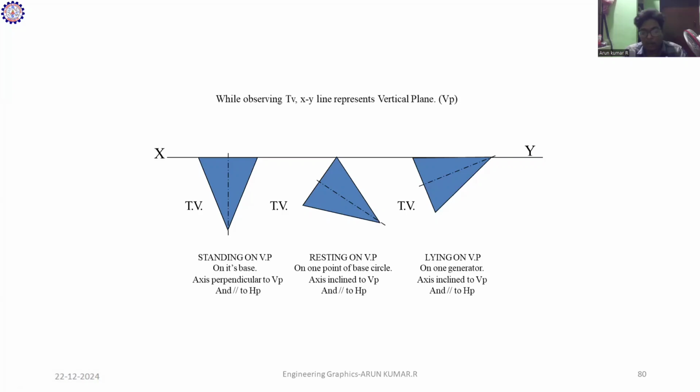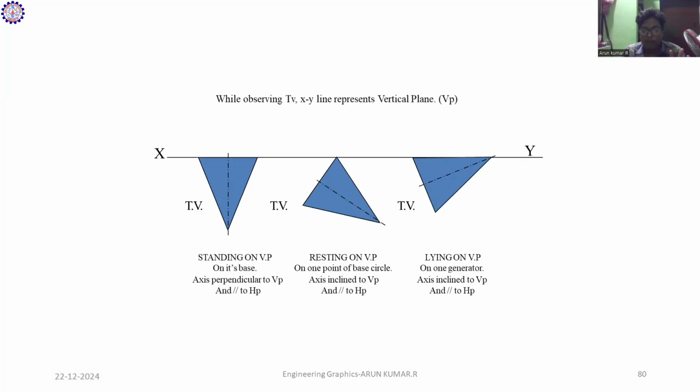We move to the second one, the axis perpendicular to VP and parallel to HP. This is very useful for the numerical problems. Next is resting on VP. Any one of the corners or any one of the base edges will be lying on or touching the XY line in the front view. Whatever the solid is, a circle, a triangle, a pentagon or a hexagon, the solid shape will be given in the problem. We construct it based on the condition and draw the triangular face in the front view.